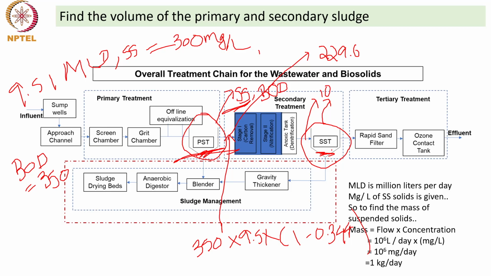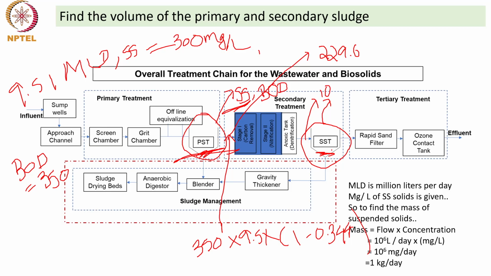See here, BOD entering the MBBR unit is 229. You have calculated, okay? Yes, ma'am. 350 into 1 minus the BOD that is getting removed from the PSG, so it is 350 into 1 minus 0.344. That will be the BOD entering the MBBR unit. But the effluent from the MBBR unit has only 10 mg per liter of BOD.